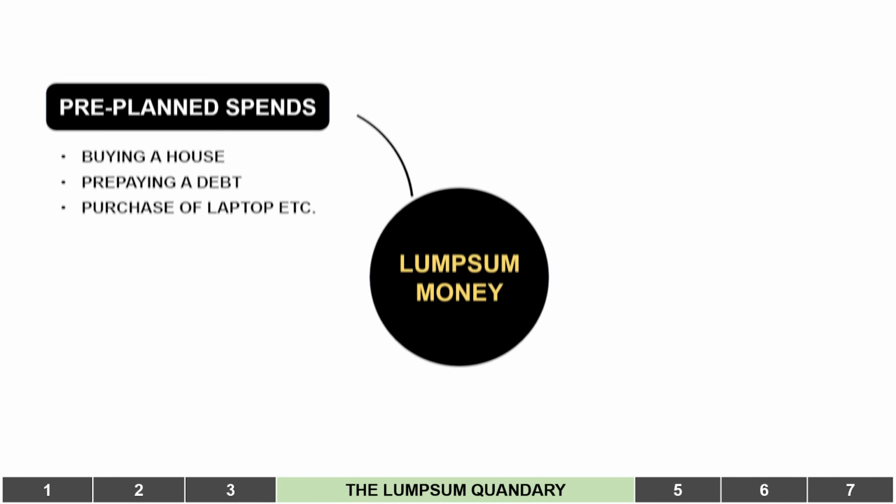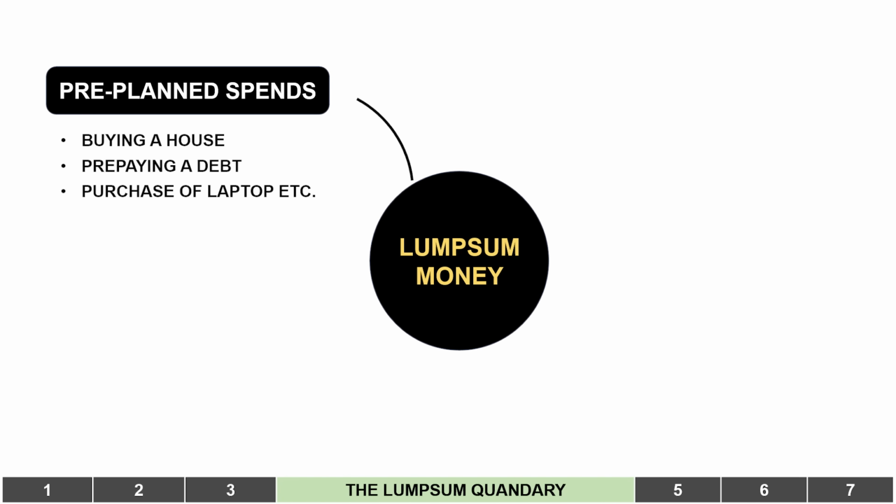The first option is to apply this lump sum money for pre-planned activities like buying a house, paying for something like a laptop, etc. Because you've already thought through it, and because a house or a laptop or a car is a requirement, one can simply go ahead and apply the money there.